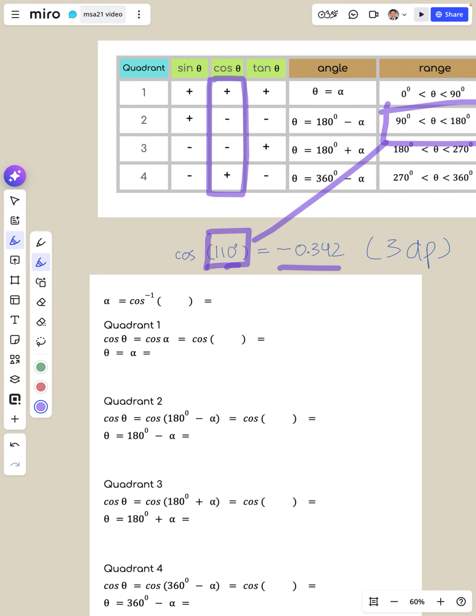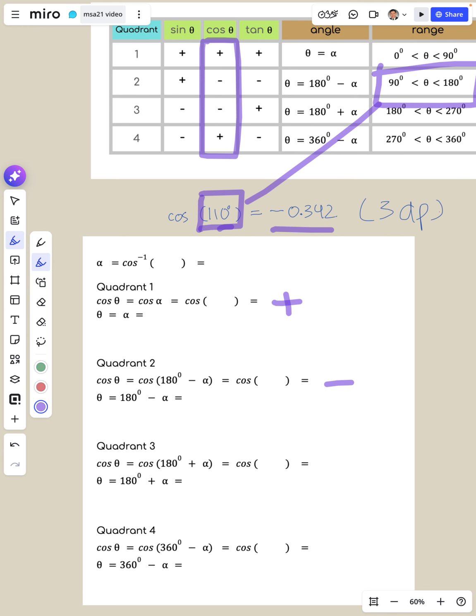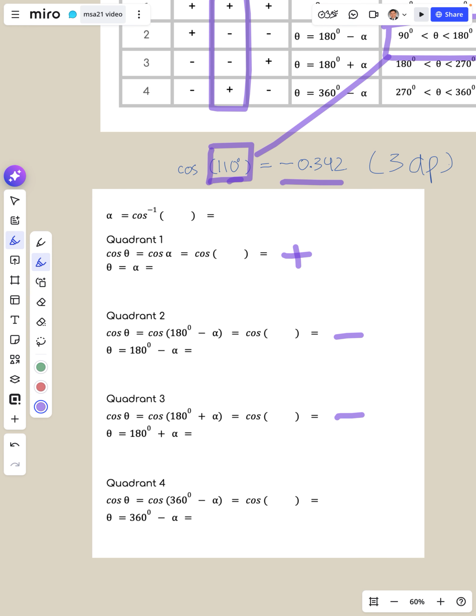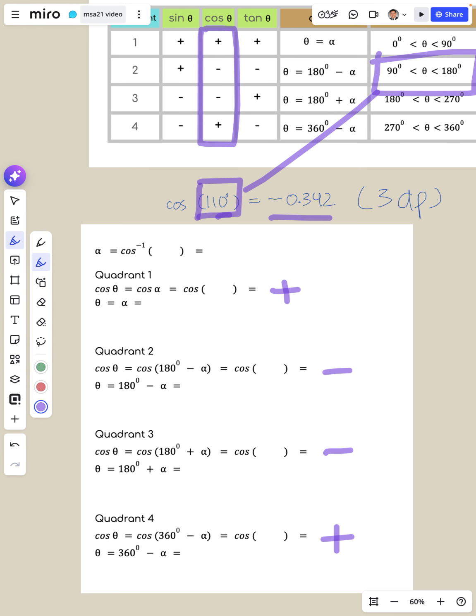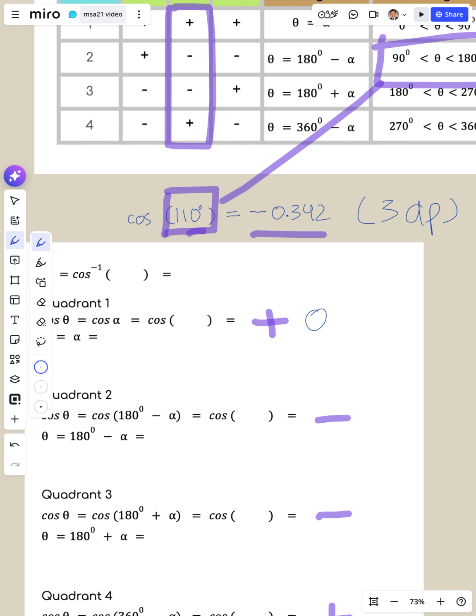According to the table, for quadrant 1, the cosine is a positive number. For quadrant 2, cosine is a negative number. For quadrant 3, cosine is also negative. For quadrant 4, the cosine is positive. And the value is 0.342. Very simple. No need to change anything. Just put 0.342. So it's either positive or negative 0.342.